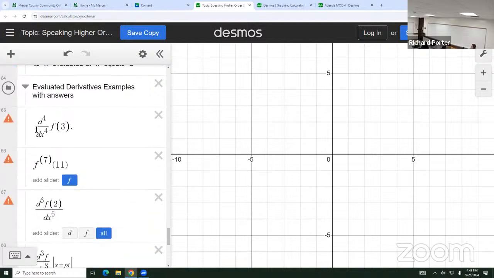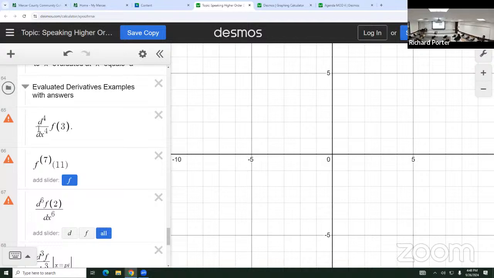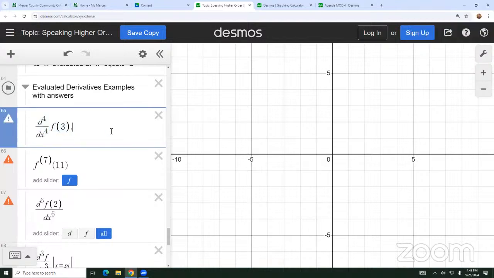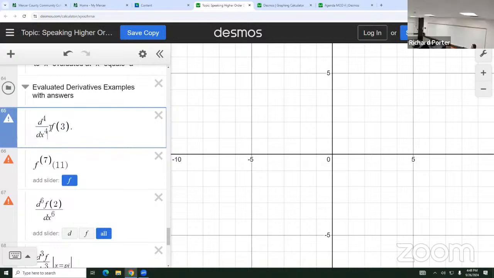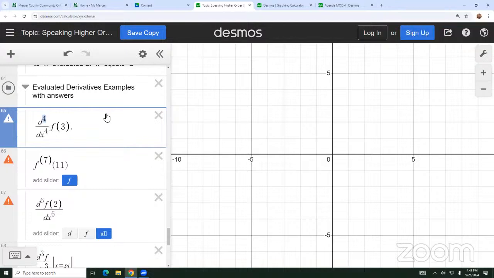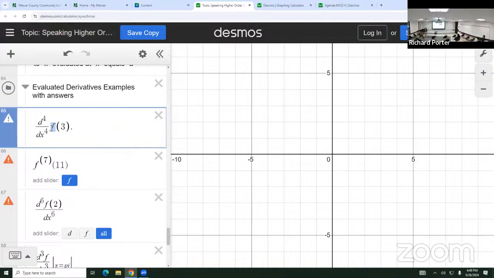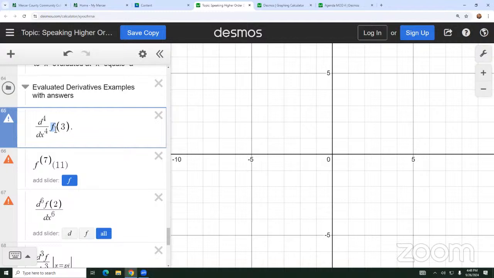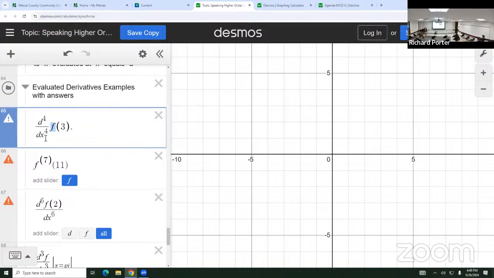Okay, so this is the same notation we might have seen before with evaluated. How would you say number 65 if you had to say it? Which derivative? The fourth derivative, yes. The fourth derivative of f of x. You don't have to say with respect to x. You can, but you don't have to.